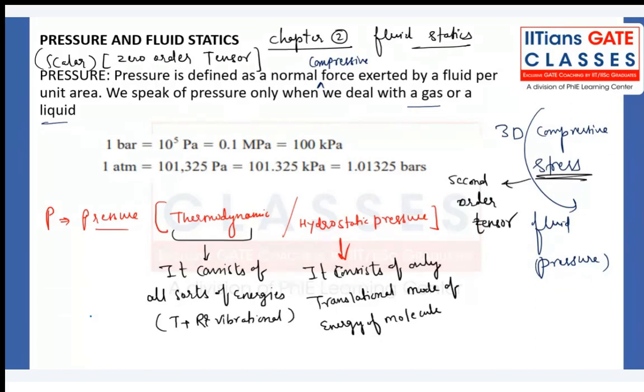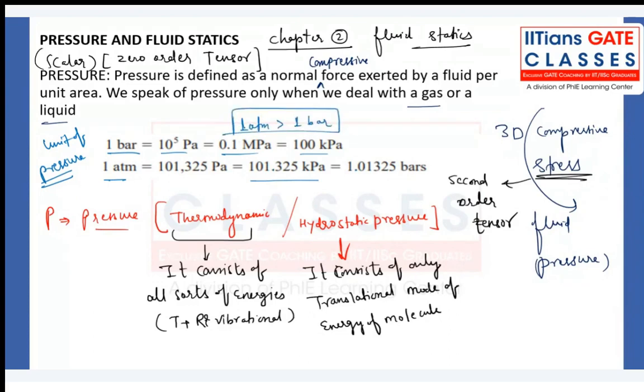What is the unit of pressure? Pascal. Yeah, SI unit is Pascal. 1 bar, we also say 10 to the power 5 Pascal, 0.1 megapascal, 100 kilopascal. 1 ATM, we say 101325 Pascal, or 101.325 kilopascal, or 1.01325 bar. That means 1 ATM is greater than 1 bar. 1 Pascal is 1 Newton per meter square.